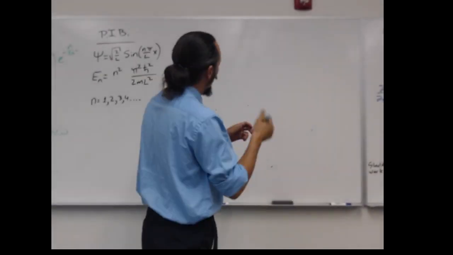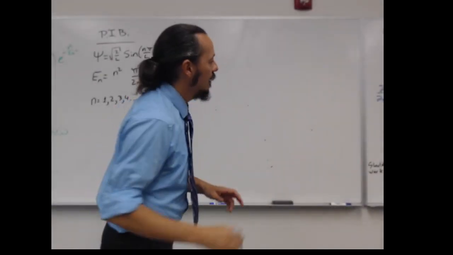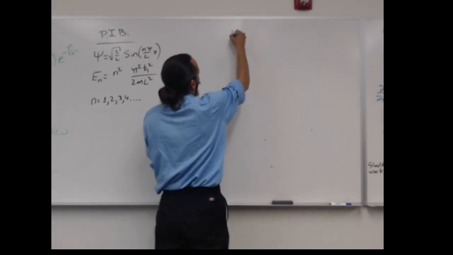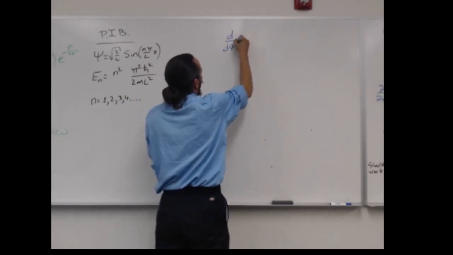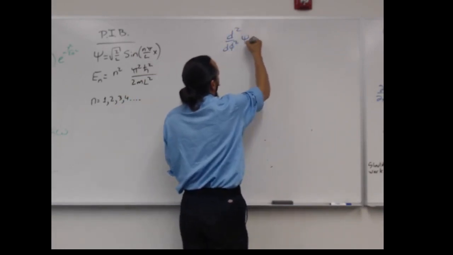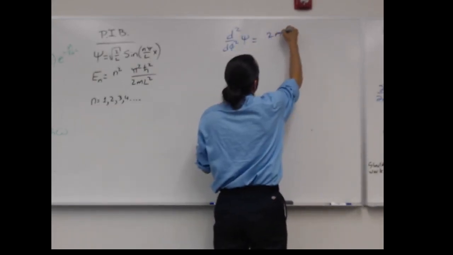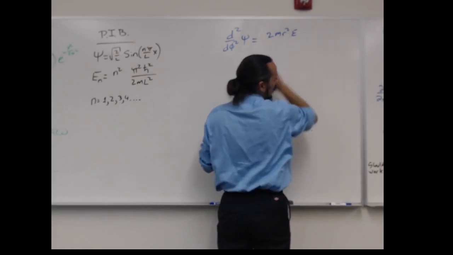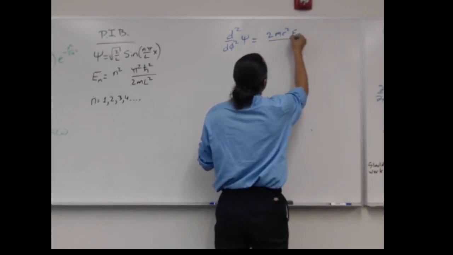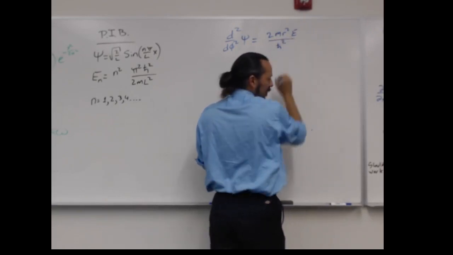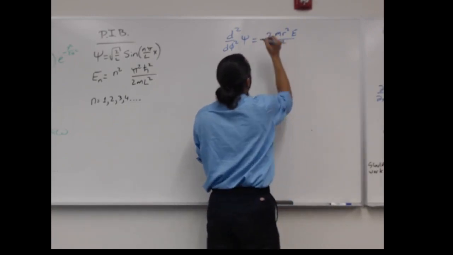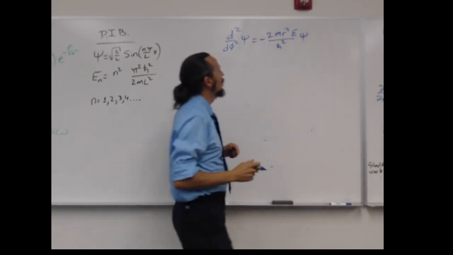So we can do some rearrangements here, and we can get d by d phi squared of psi is equal to 2mr squared E divided by h bar squared. Did I forget anything? Oh, yeah. Negative psi.